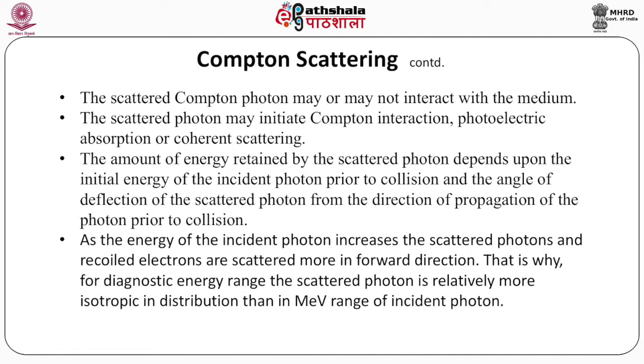As the energy of the incident photon increases, the scattered photons and recoiled electrons are scattered more in the forward direction. That is why, for the diagnostic energy range, the scattered photon is relatively more isotropic in distribution than in the MeV range of incident photon. MeV range of incident photon are used in treatment.